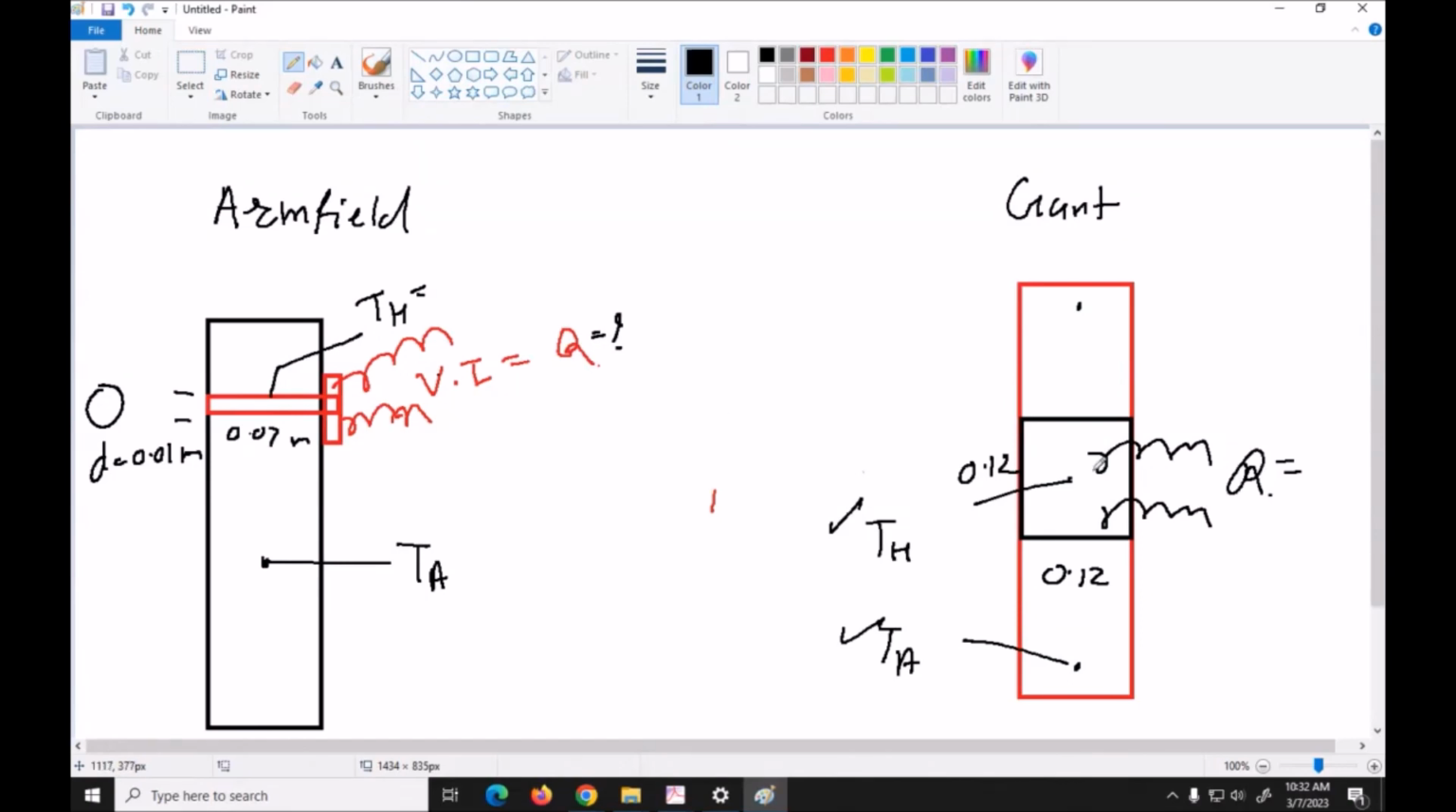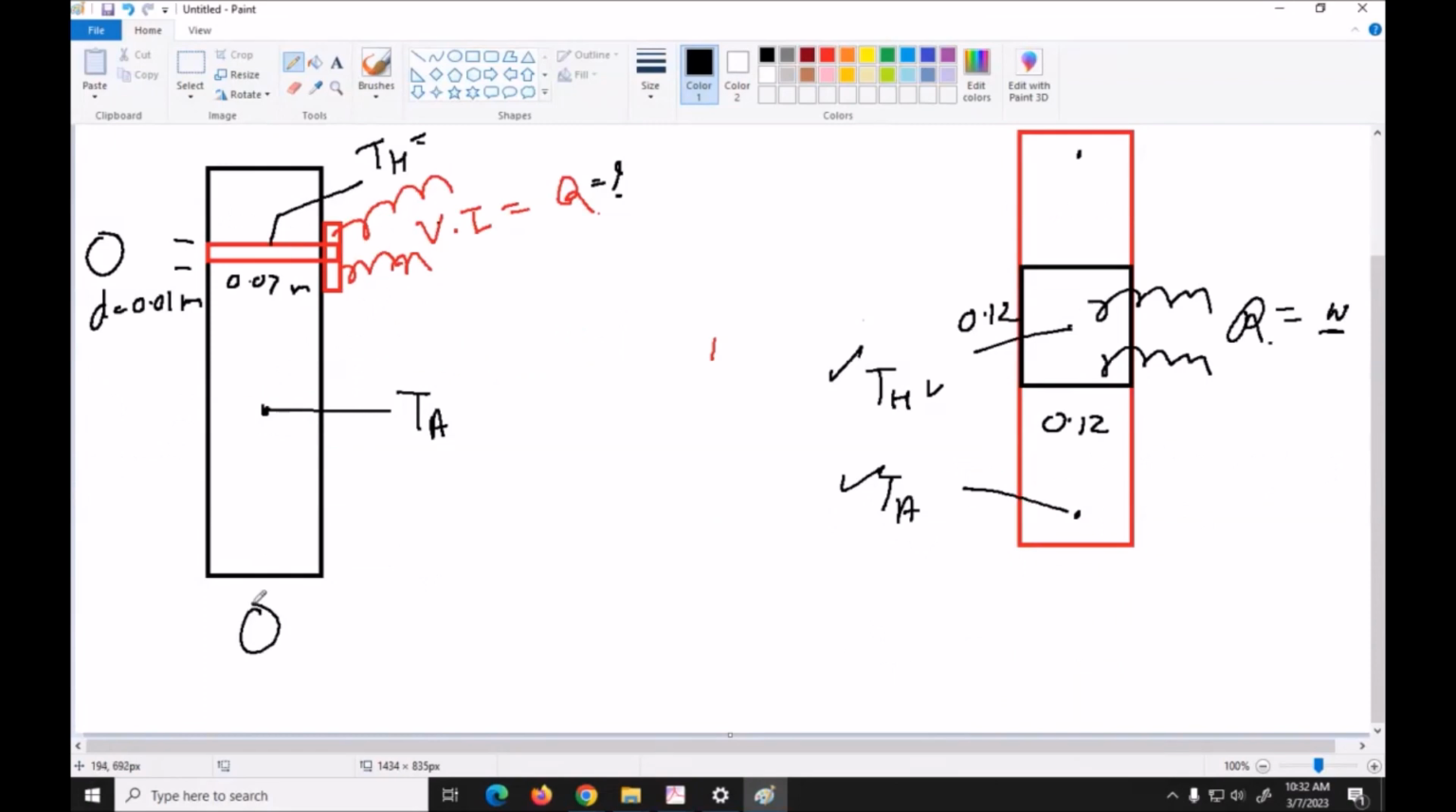Here in GUNT, our objective is to measure temperatures TH and TA and the direct heat input QW in watts. There is a fan here. When you start the fan, the air is forced over this horizontal cylinder, and there is also a fan here, and the air is forced over the vertical plate.